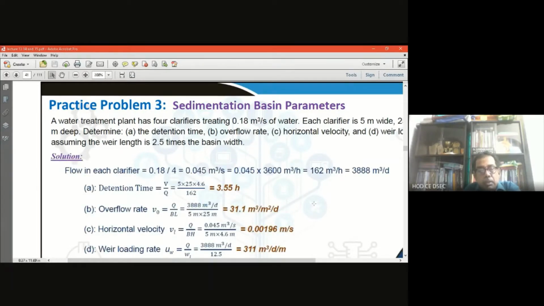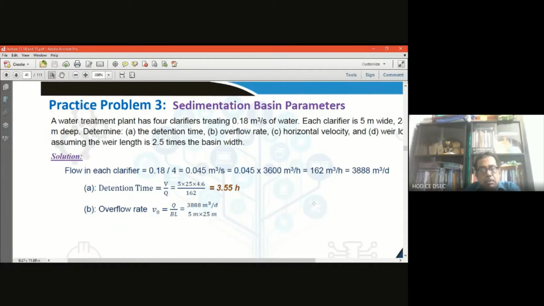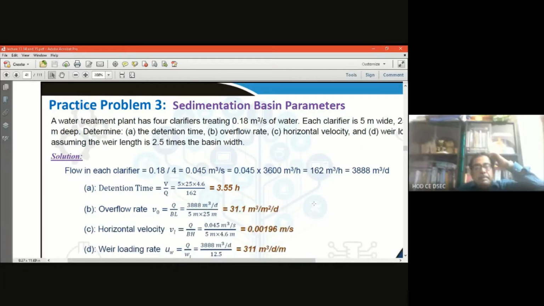Now horizontal velocity. Horizontal velocity means the velocity with which the water enters into the tank. If we talk about the horizontal velocity, then I can again apply that logic: the area perpendicular to that velocity is the perpendicular plane. It is nothing but the breadth and height. So when we apply Q by A, the area A will be B into H.